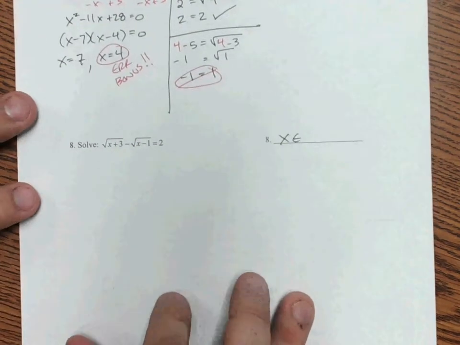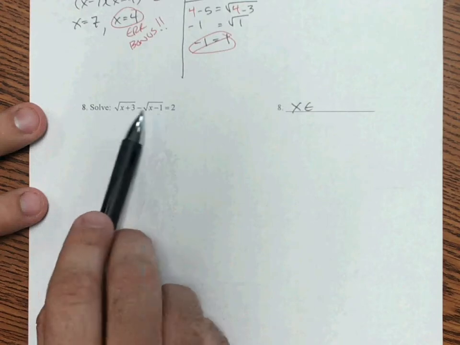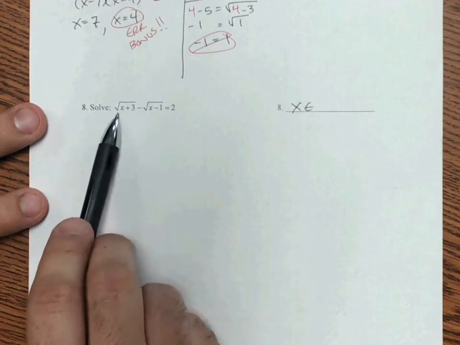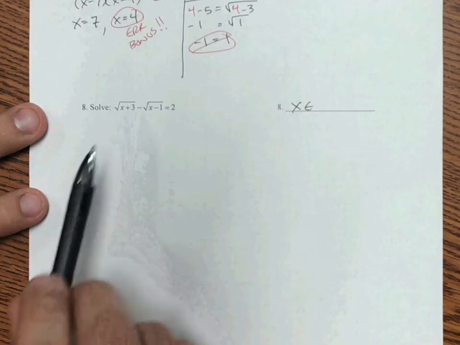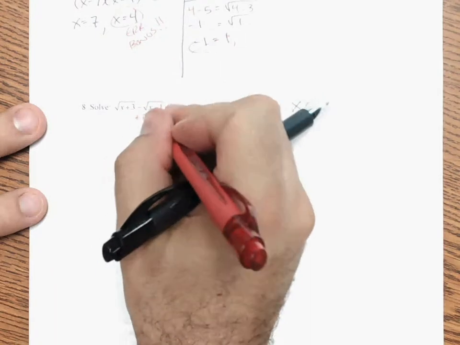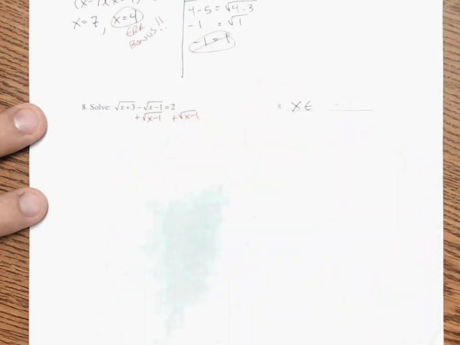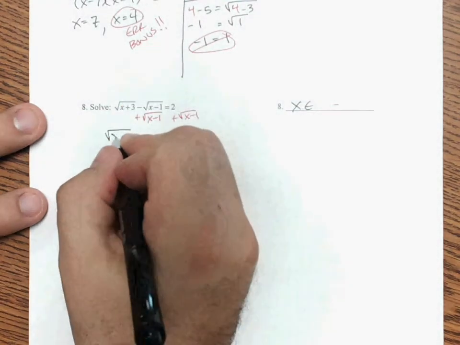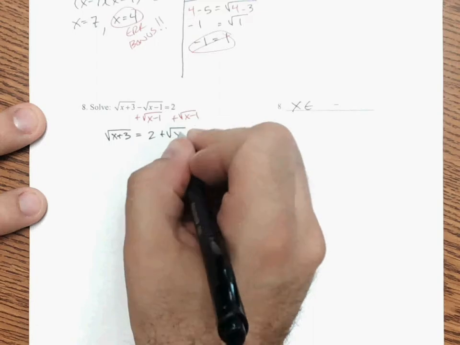The last one is obviously the hardest one. Now, this one, you can certainly use the calculator if you're not 100% on it, but what I would say is that minus in the middle makes it a little bit easier for us to manage. So what I'm going to do is I'm going to isolate a radical by adding square root of x minus 1 to both sides, which gives me square root of x plus 3 is equal to 2 plus square root of x minus 1.